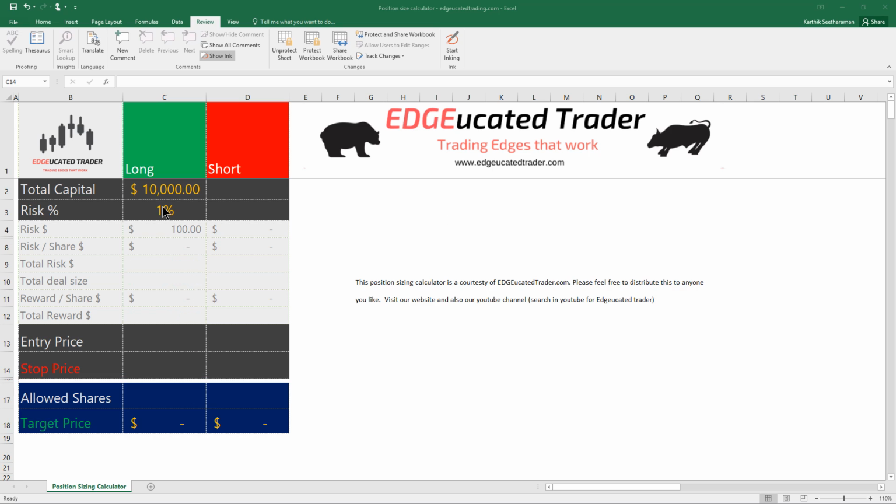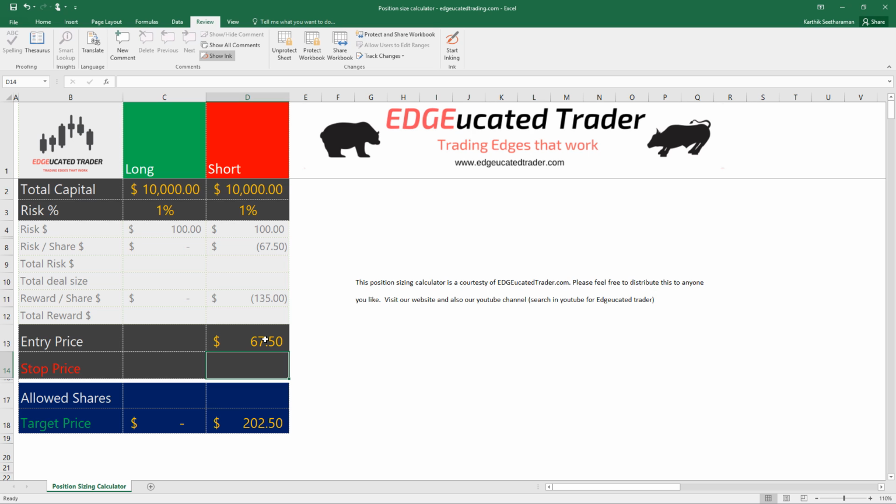Now let's look at the flip side of it, that is the short side. I'm going to enter $10,000 as my total balance, and I want to risk 1%. And let's say I have a stock that I'm going to sell short at $67.50.